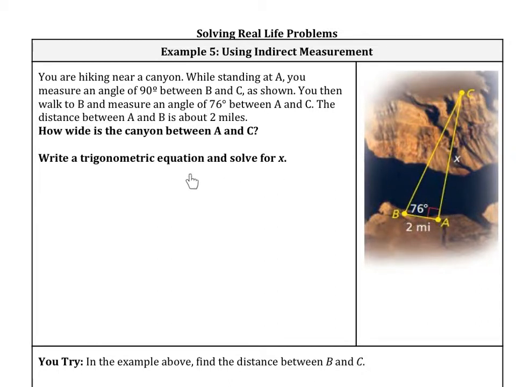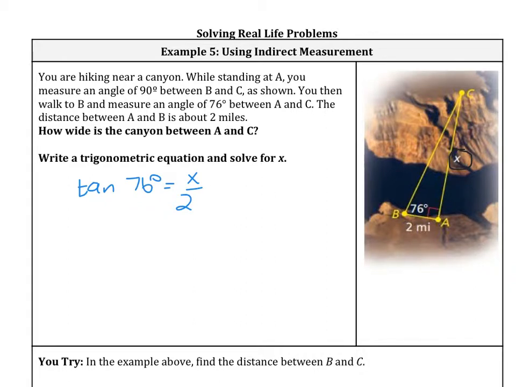So we're going to write a trigonometric equation and solve for x. This is similar to what we did earlier, so we're just applying it to a real-life problem. We do know B is 76 degrees. We want to figure out what x is over here. So what trigonometric ratio can we write? We have opposite over adjacent. Hopefully you remember that it is tangent of 76 degrees equals x over 2.